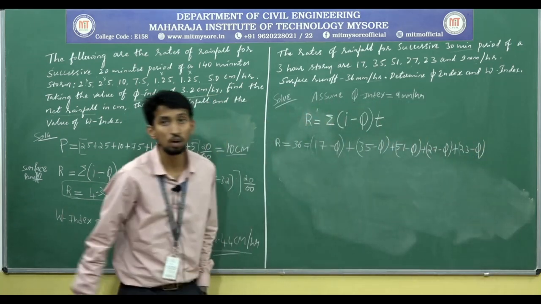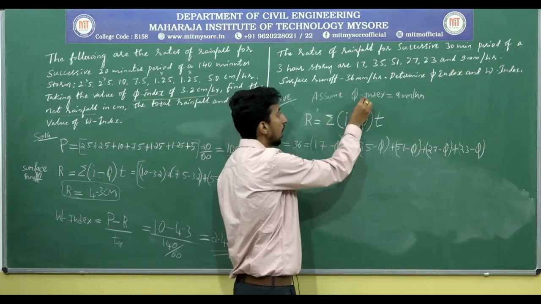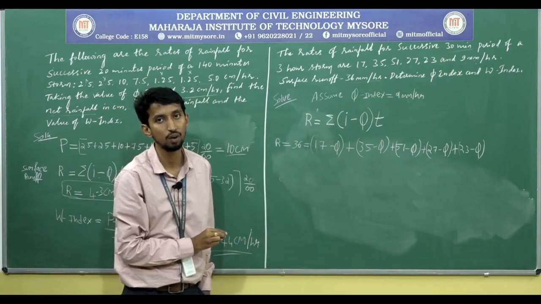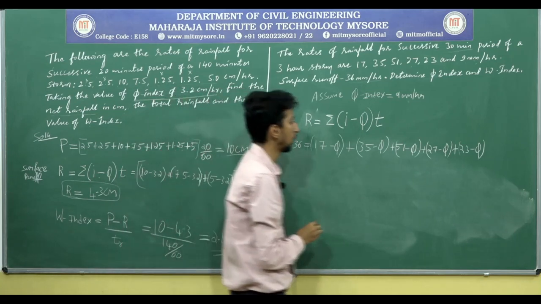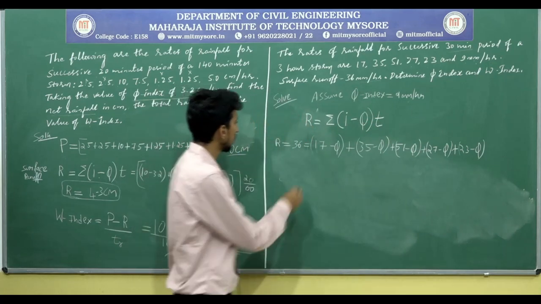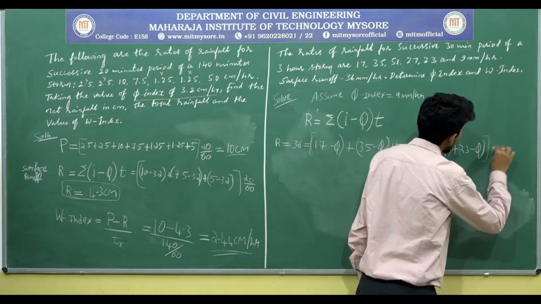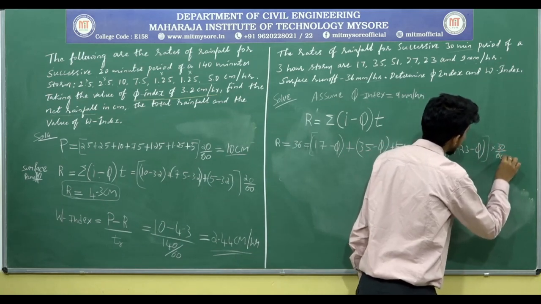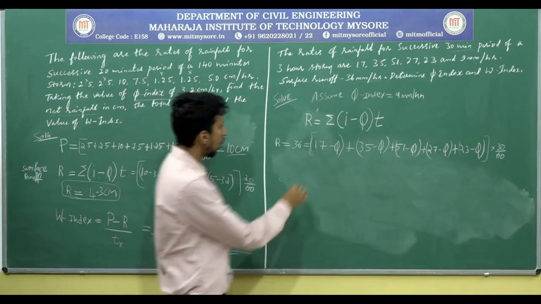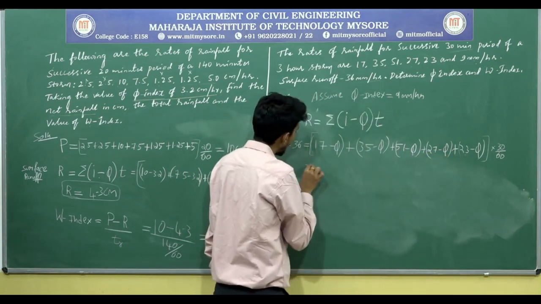Okay, but here we are not going to consider 9 minus 5, because we have already assumed that our phi index value is more than 9 mm per hour. So we are not going to consider the 9 mm per hour rainfall intensity. Into, what is the time period? 30 by 60. Now if you add all these things, 17, 35, 51, 27, 23, you will get one value.